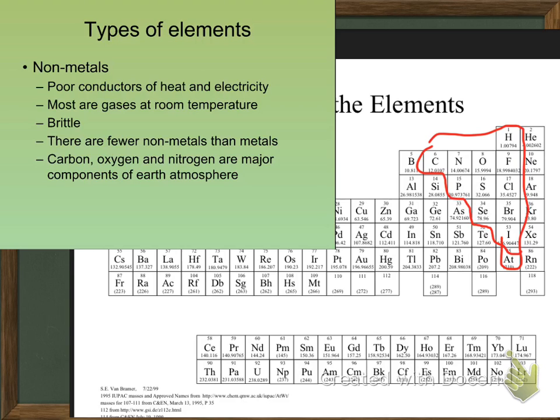A lot of these are gaseous at room temperature, and a lot of them comprise our atmosphere. Carbon, oxygen, nitrogen, compounds thereof like CO2, H2O, are major atmospheric components.